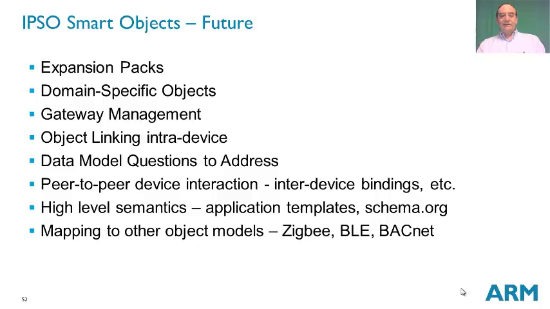Peer-to-peer device interaction: currently we have only Lightweight M2M as a standard server specification. We need to come up with standard ways for devices to interact with each other, and higher-level semantics such that high-level applications like analytics can map to lots of different kinds of sensors. And lastly, we're building IPSO smart objects that represent devices from other object model sets like Zigbee, Bluetooth, BACnet, etc.